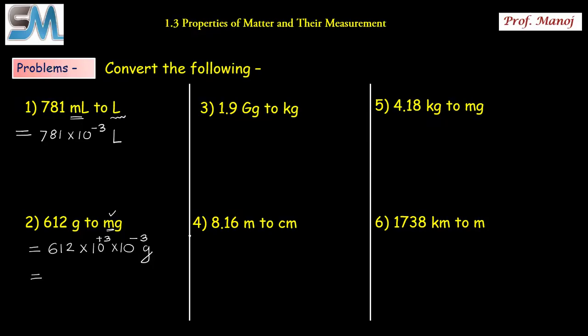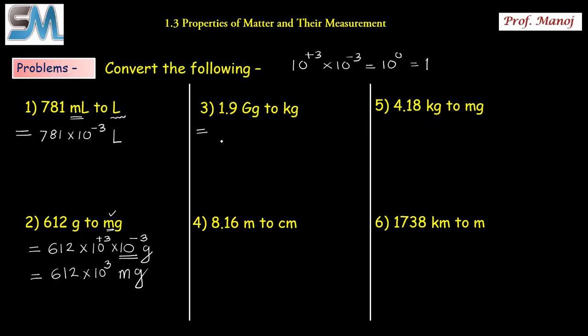And those who are good in mathematics will understand 10 raised to plus 3 multiplied by 10 raised to minus 3 is basically 10 raised to 0, which is 1. That means we are not changing the value at all. So coming back to the problem, 612 into 10 raised to 3. Now you understand 10 raised to minus 3 is nothing but milli followed by the unit gram. You can see we have done the conversion. This method, I'm sure, is a little bit new for you, but we have to learn this.